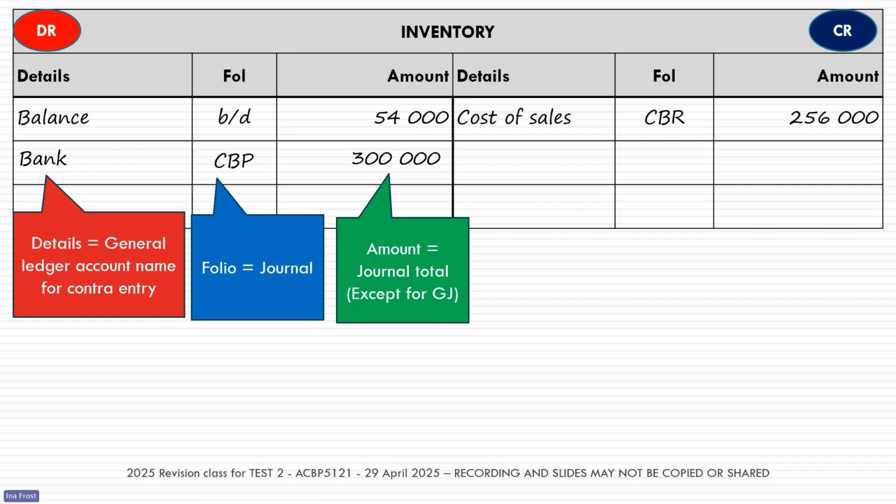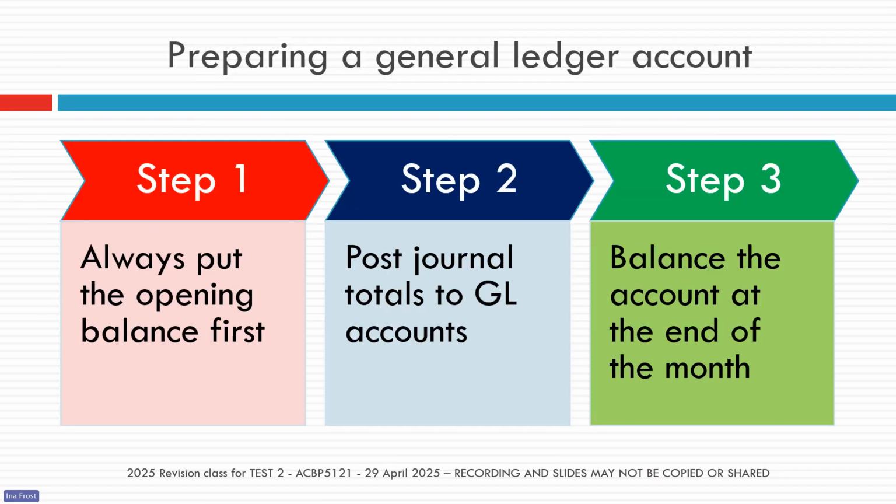Okay, then just for completeness, I've put a cost of sales entry there on the credit side as well. You can see I've got my details, my folio, my amount. And then step 3, and hang in there, students. This is the last step before we have the break. Step 3 says balance the account. Remember I said steps 1 and 3 are your easy steps, and those are the ones where you can get easy marks. So step 3 again is easy marks.